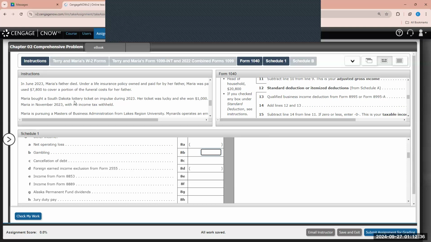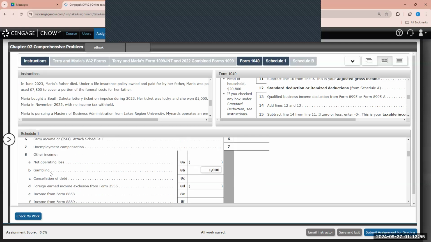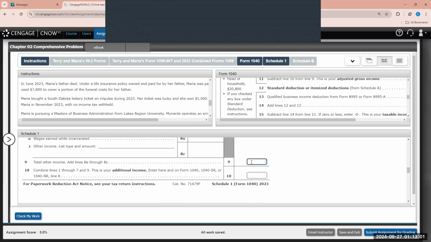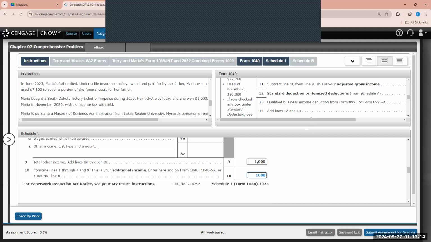it let us know that she bought a South Dakota lottery ticket on impulse during 2023. Her ticket was lucky and she won $1,000. So typically, whenever you have gambling winnings, a 1099-G is issued. But in this case, we are using the fact pattern. And then as we see here, Schedule 1, line 8B, we report the gambling winnings. So total other income is $1,000. And we combine lines 1 through 7 and 9, and this is our additional income. And we report this on Form 1040, line 8.